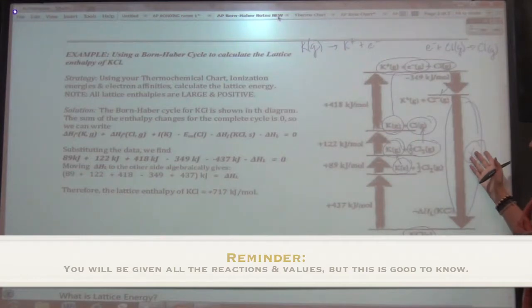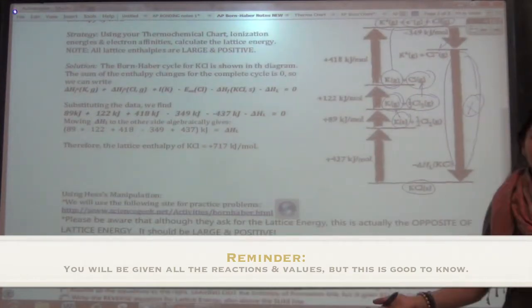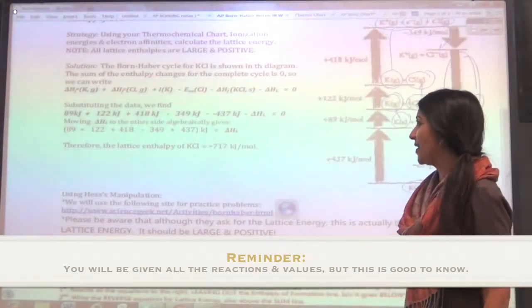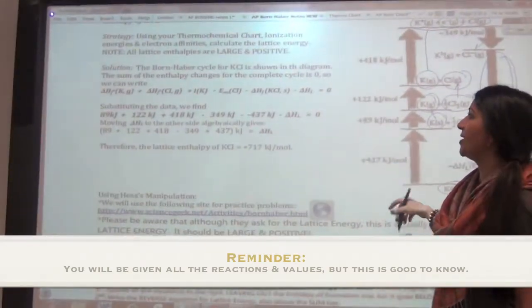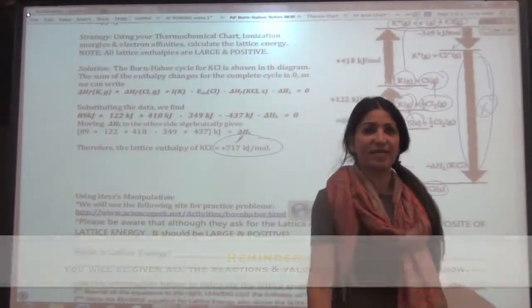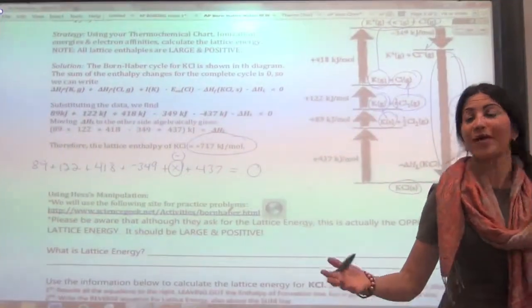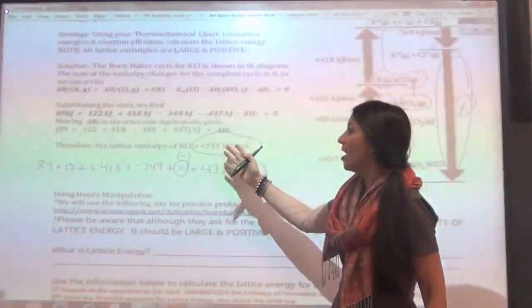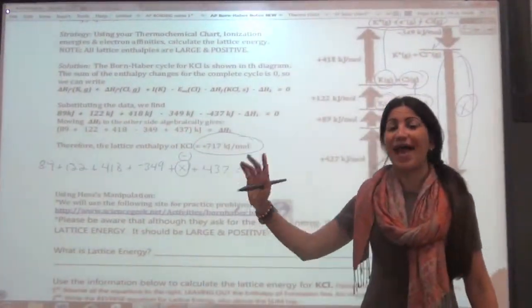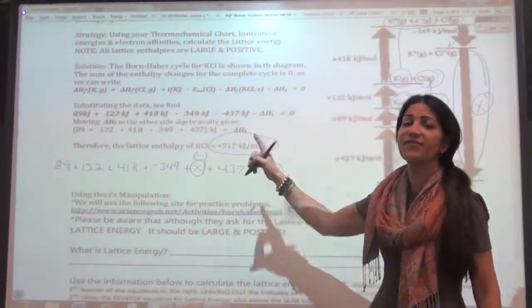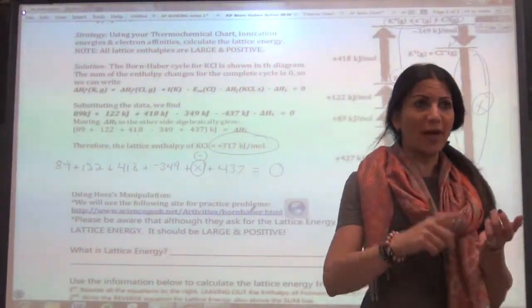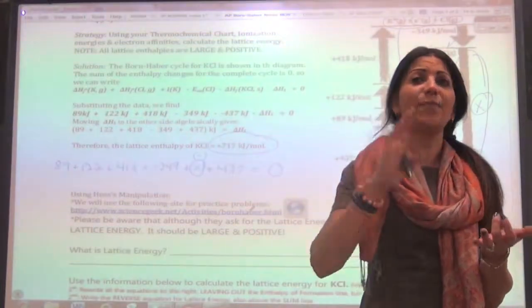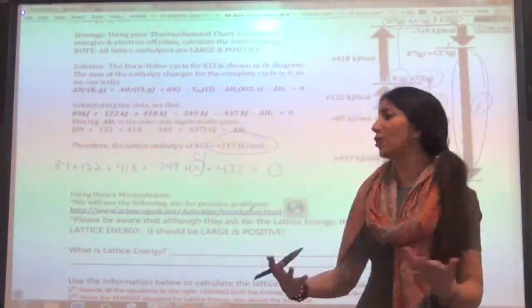So if you're trying to solve for x, we're going to pause for just a moment here. Okay, so we'll pause the video. And all we're going to do is check to see if we end up getting a positive 717. So let's take a look and see. Okay, so we got the 717, and we want to make sure the answer is actually a positive 717. Lattice energy is always going to be large and positive. Why? Again, because it requires energy.